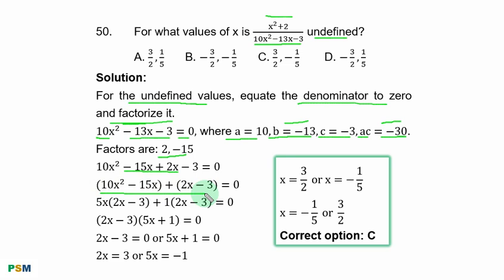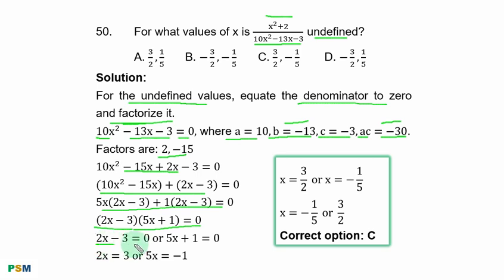From each group, you factor out the common term. At this point, 2s minus 3 is common. When you take it out, you are left with 5s plus 1 that will combine to form the other term.